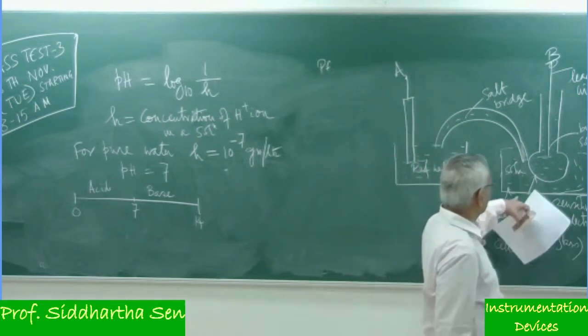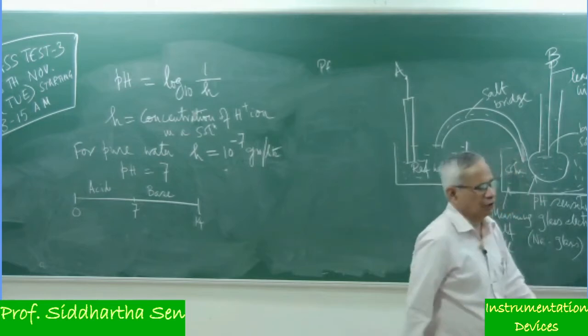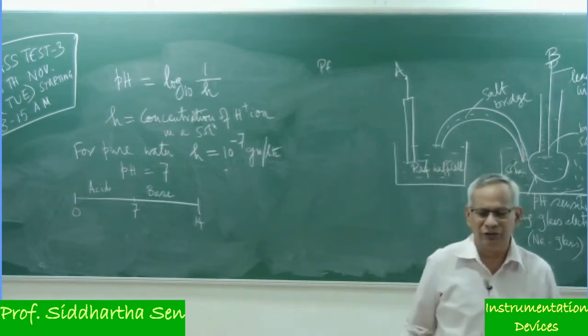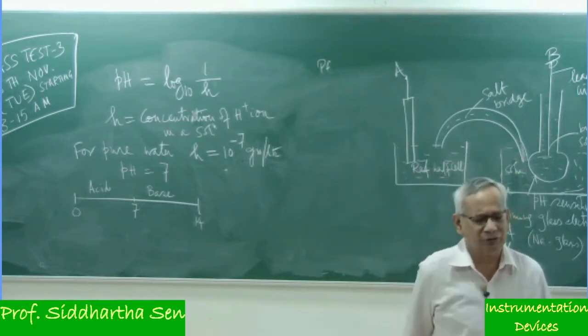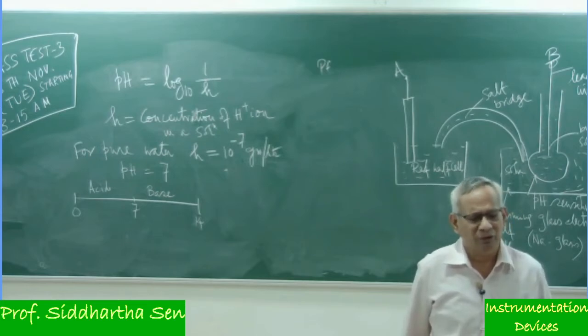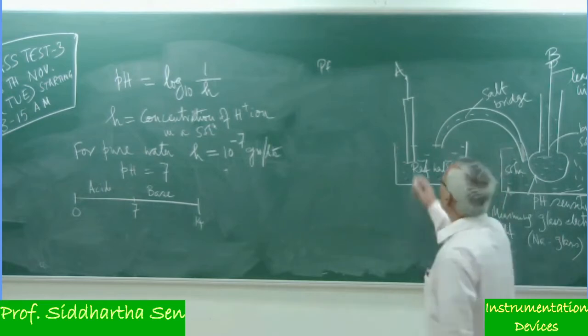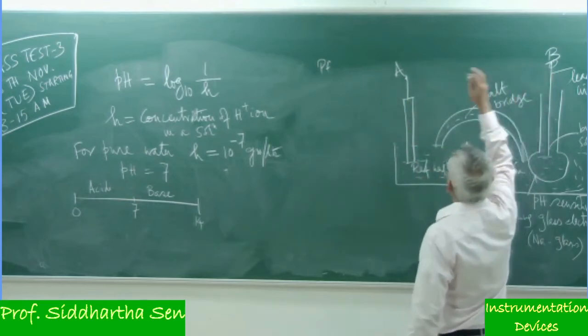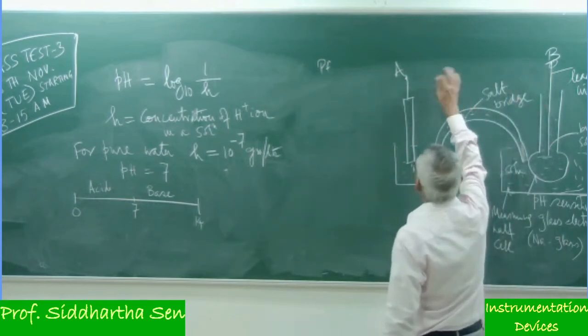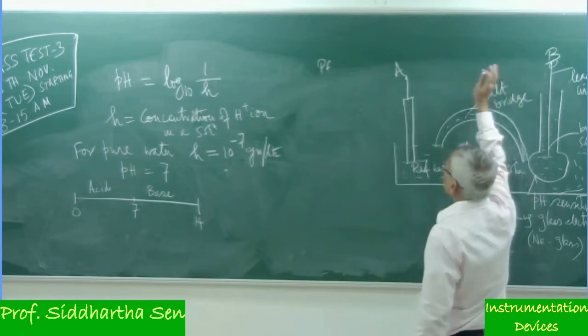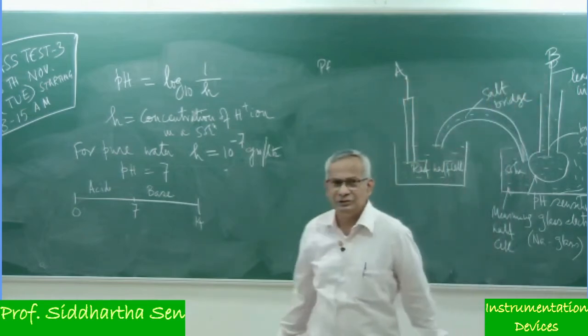But in the measuring one, the potential across the glass electrode surface will change depending upon the hydrogen ion concentration. So we have these two terminals across which we can nicely connect a voltmeter and measure it. Is it okay?